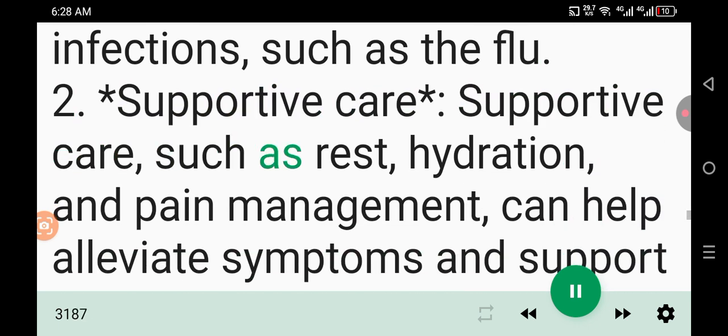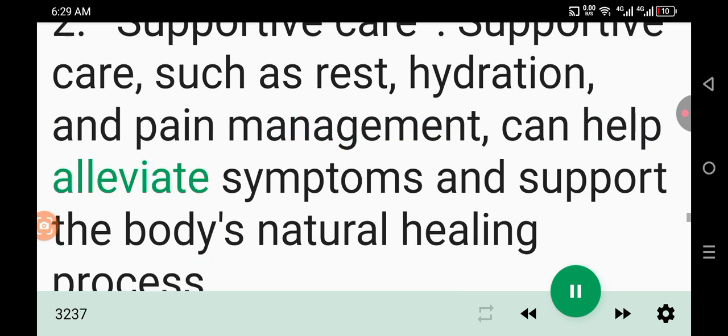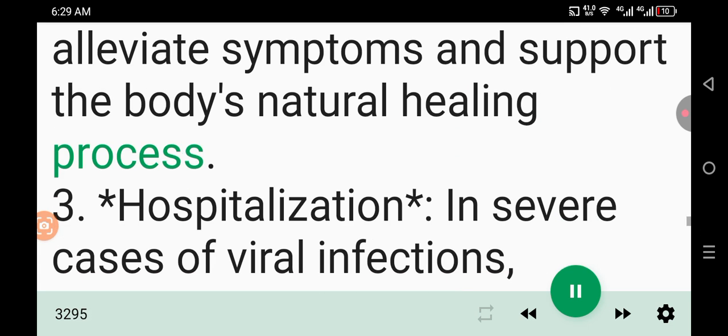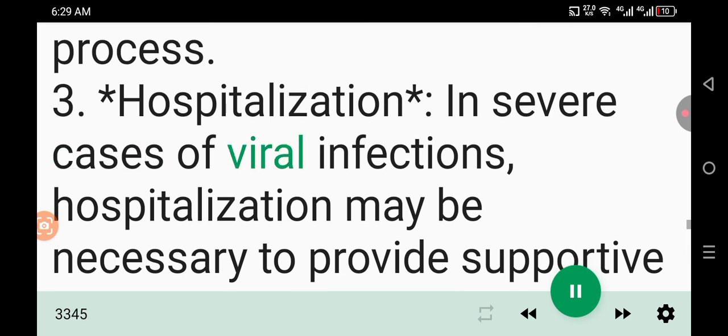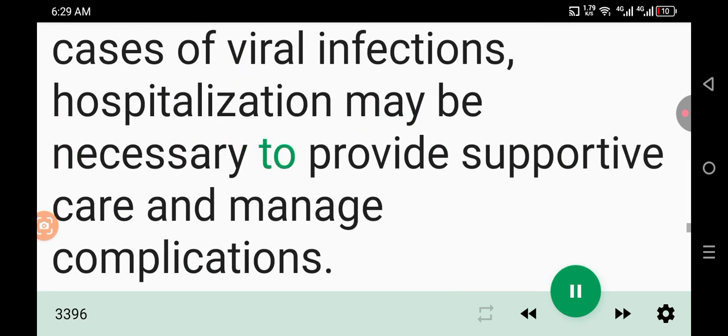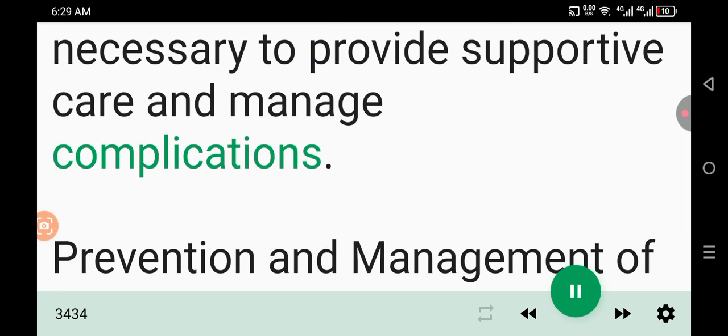2. Supportive care. Supportive care, such as rest, hydration, and pain management, can help alleviate symptoms and support the body's natural healing process. 3. Hospitalization. In severe cases of viral infections, hospitalization may be necessary to provide supportive care and manage complications.